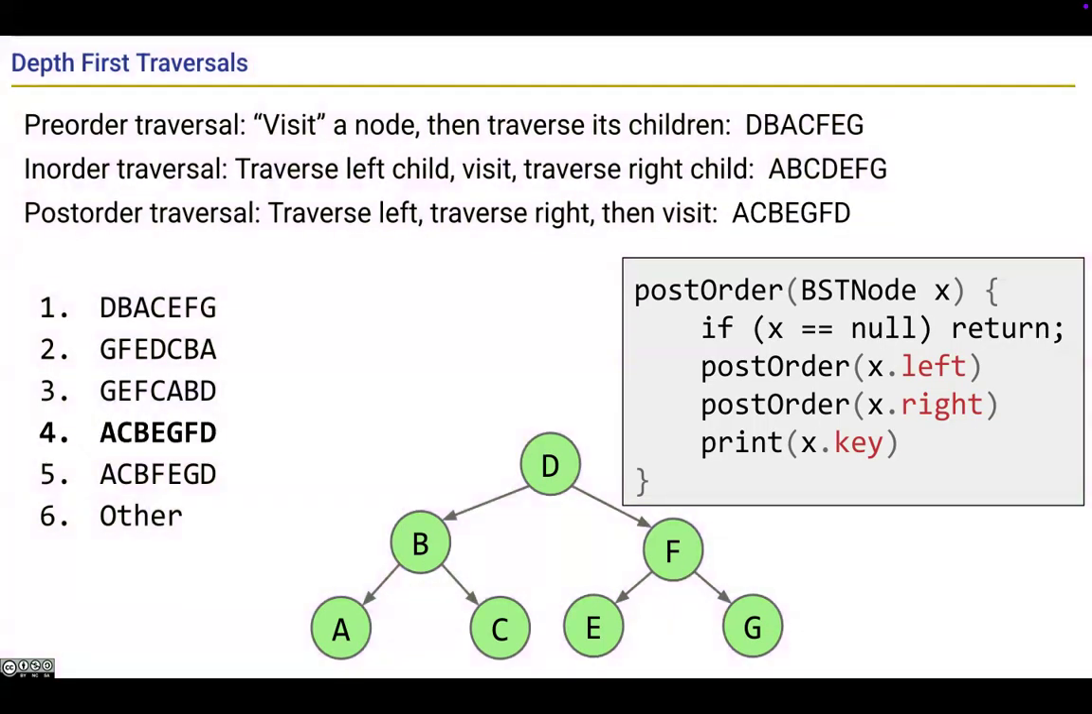It is A, C, B, E, G, F, D. It goes from the left side, then to the right side, then prints. Yeah, it goes all the way down to the left, then to the right, right? Then prints those things, then comes back up, does the same thing on the left side, and finally comes back. Is that better for a heap? Because in a heap, you don't care about the character.